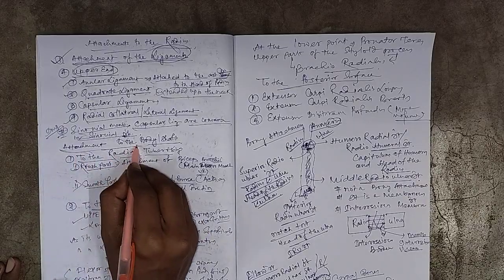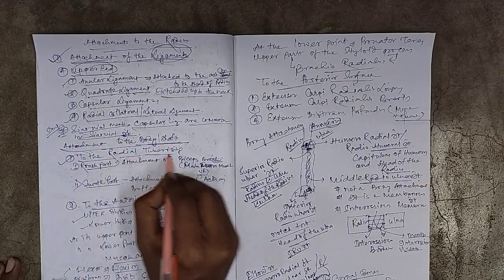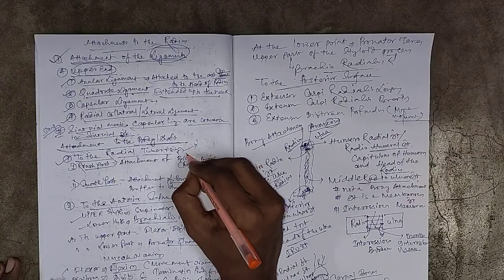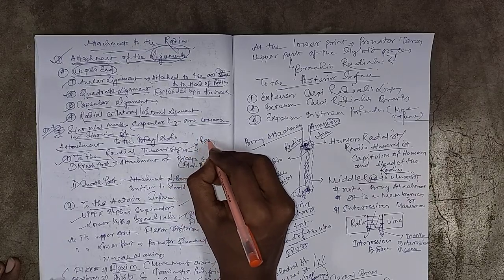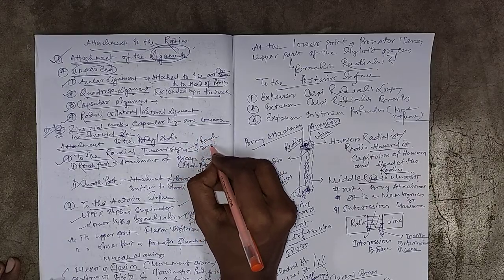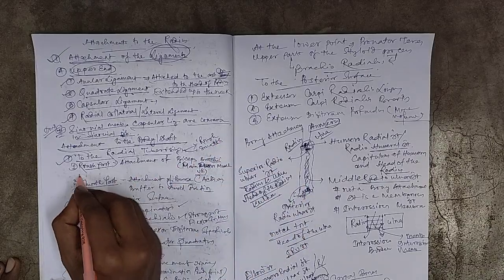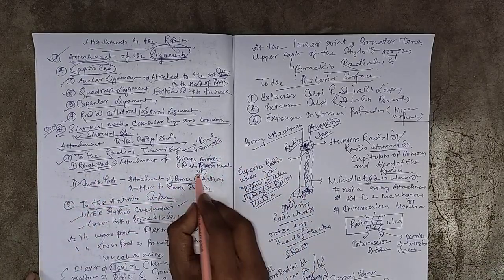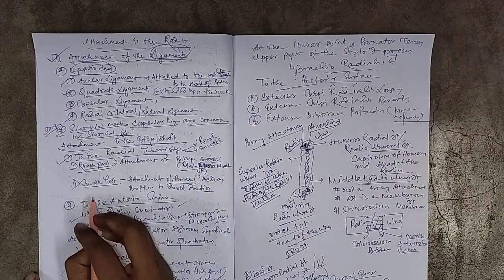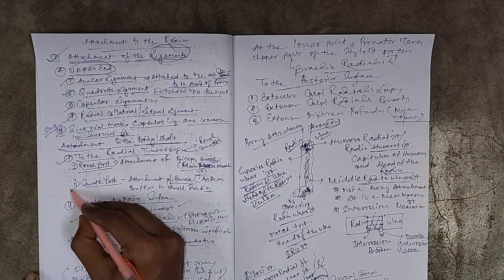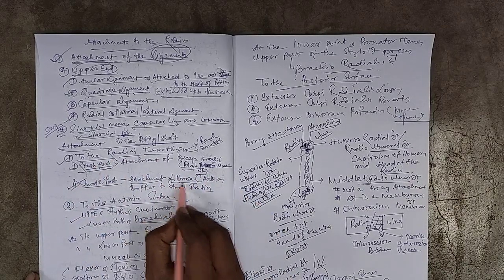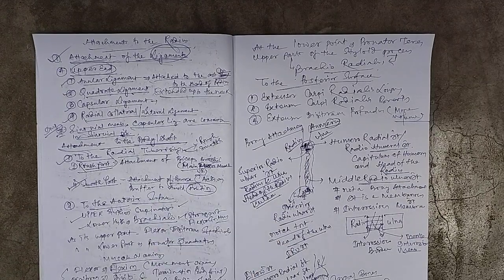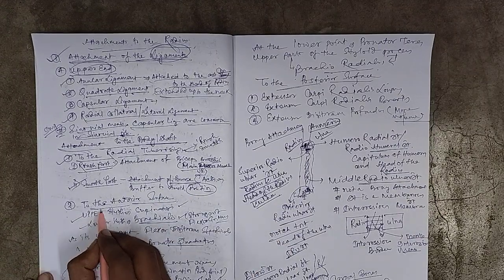Now, attachment to the body or shaft. Number one, to the radial tuberosity. We all know that the radial tuberosity has two parts, one rough part and one smooth part. In the rough part, there is the attachment of the biceps brachii muscle, which is the main flexor group of muscle in the upper extremity. In the smooth part, there is the attachment of the bursa, which acts as a buffer to avoid friction.